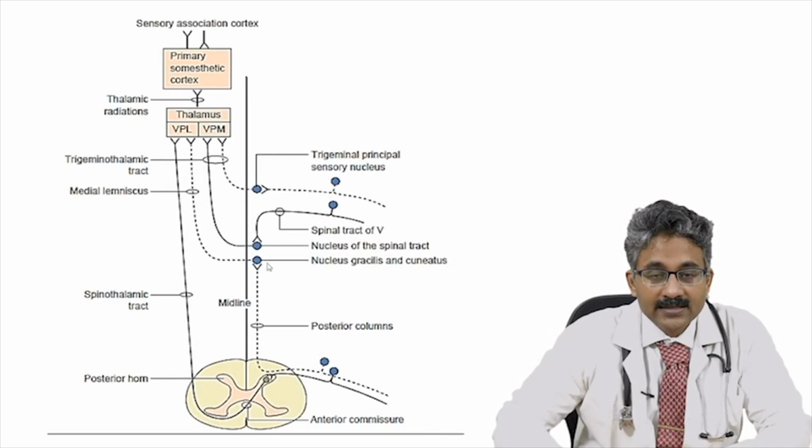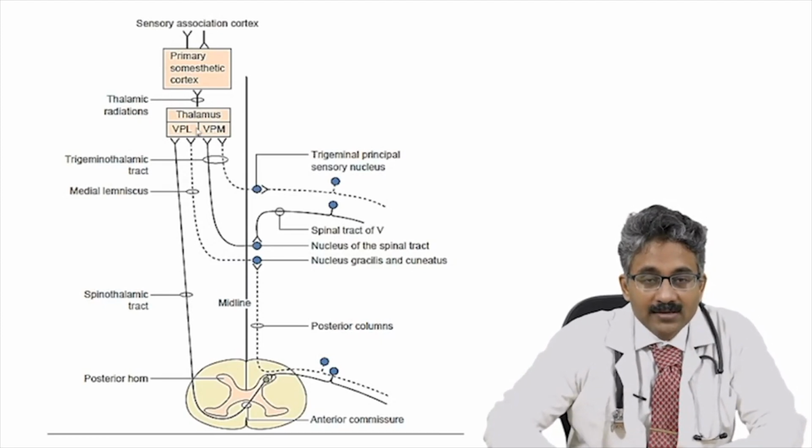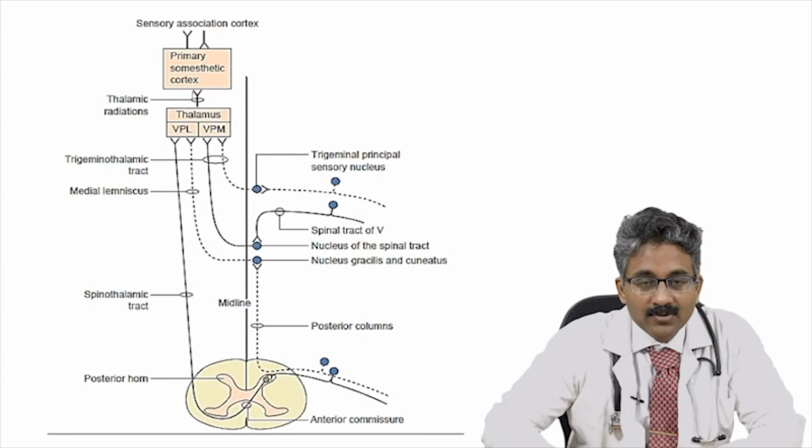They cross here, then ascend in the medial lemniscus and synapse in the thalamus. From the thalamus, the fibers are projected to the sensory cortex of the brain. This is about the body.